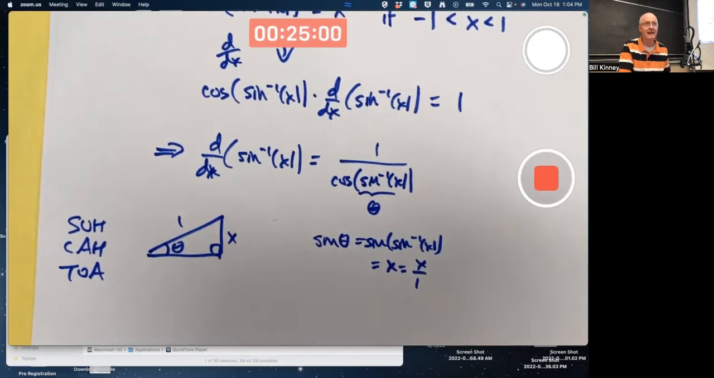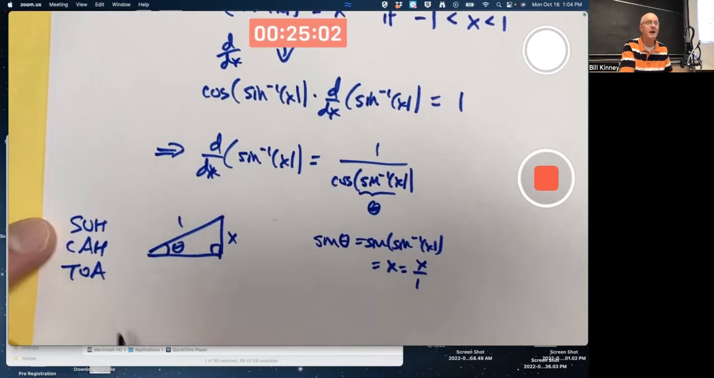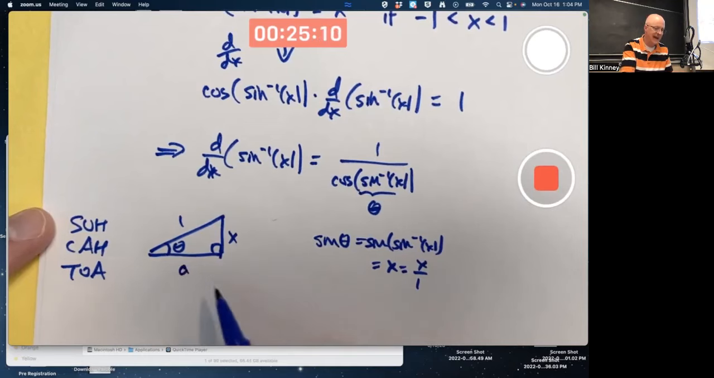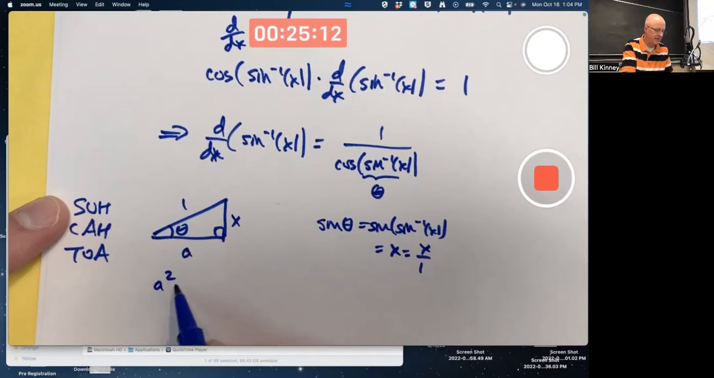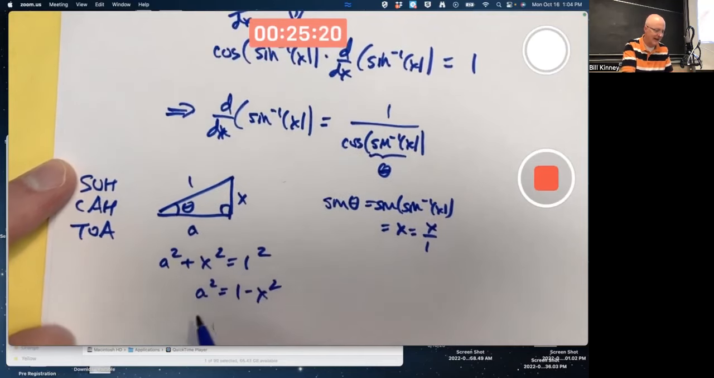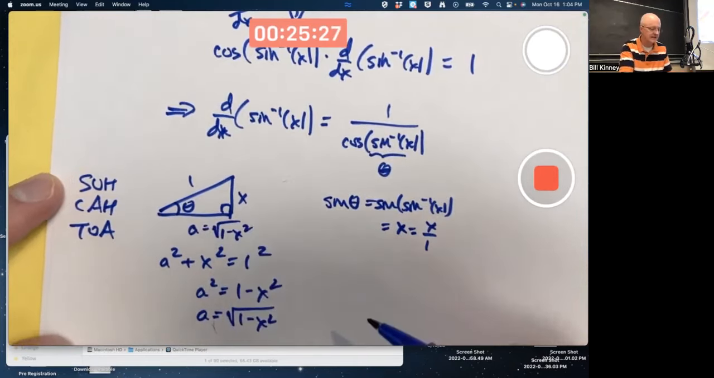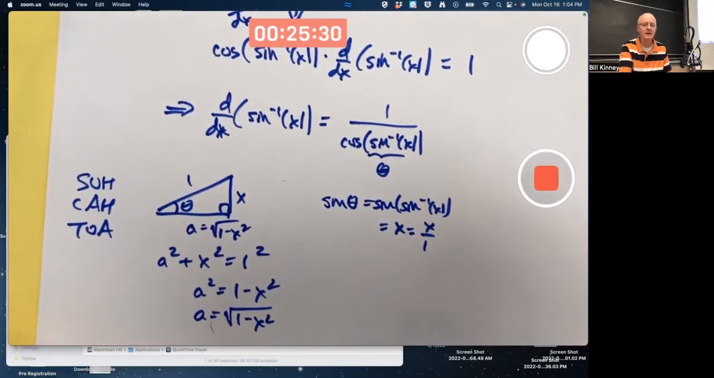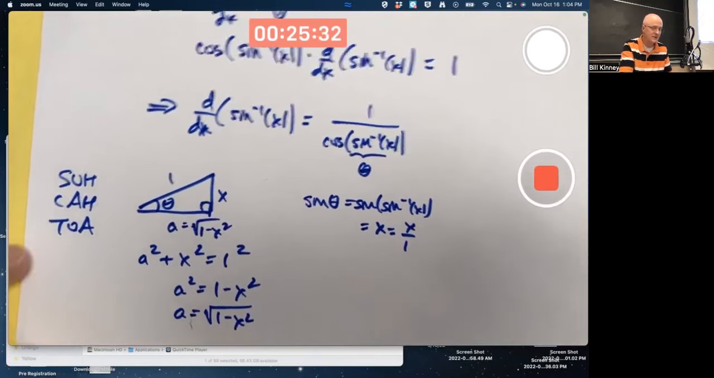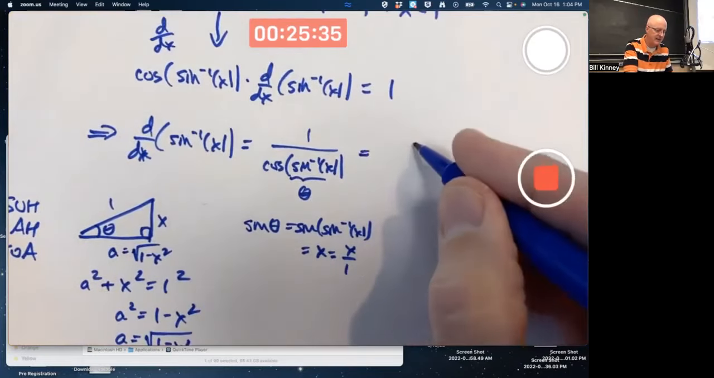We need to take the cosine of that angle. Cosine is adjacent over hypotenuse. So I've got to figure out the adjacent side. Pythagorean theorem. You could call this side a. You know from the Pythagorean theorem, a squared plus x squared equals 1 squared. So a squared is 1 minus x squared. a itself is the square root of 1 minus x squared. Therefore, the cosine of this angle is the square root of 1 minus x squared over 1. In other words, the square root of 1 minus x squared. And that's what the bottom simplifies to.